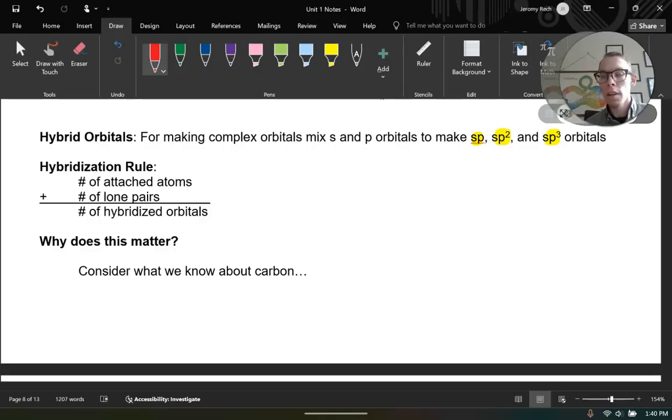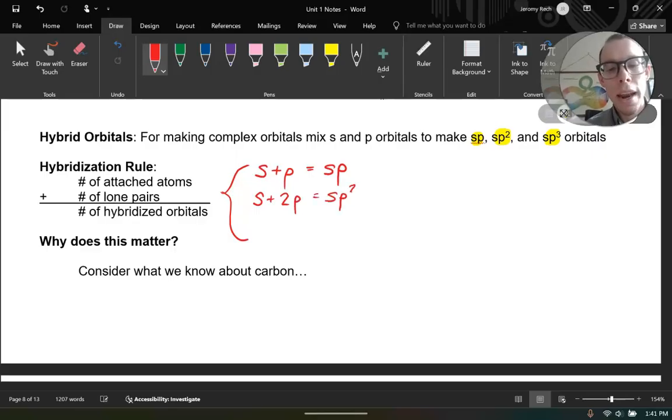So in general, the number of your hybrid orbitals are really just going to be a combination of your s and your p's. So maybe unsurprisingly, if you have an s orbital and a p orbital and you mix those together, they make an sp orbital. If you have an s orbital and you have two different p orbitals, they make an sp2. And then if you have an s and three p orbitals, they make an sp3. So it's really just how many orbitals you're mixing will give you your descriptions.